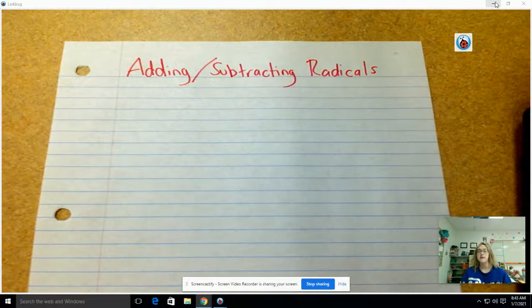So adding and subtracting radicals, as always, make sure you're taking good notes. You're pausing if you need to. You're writing down any questions you have to ask me when you're in school tomorrow, as well as you're staying on top of these assignments and actually doing them and taking the notes.